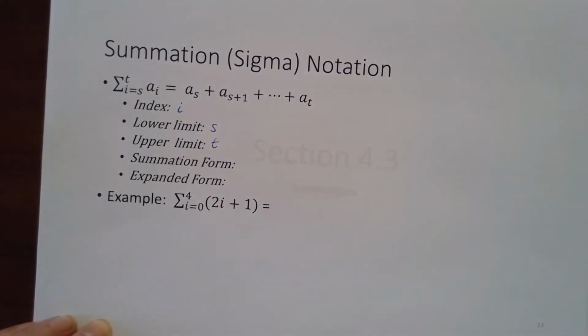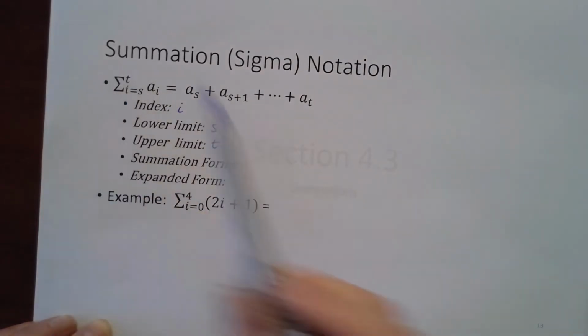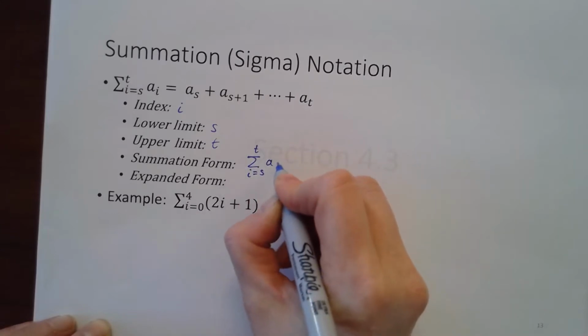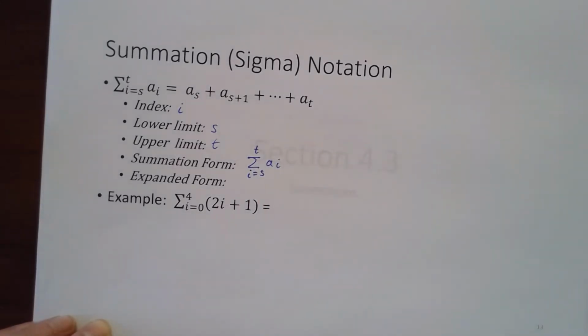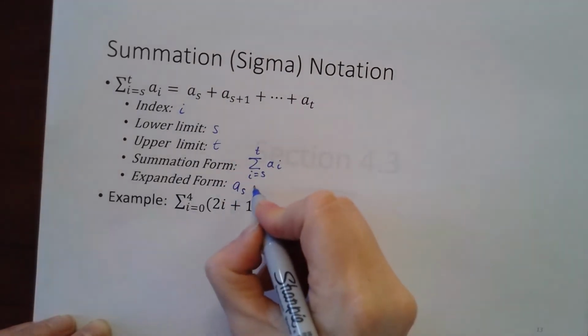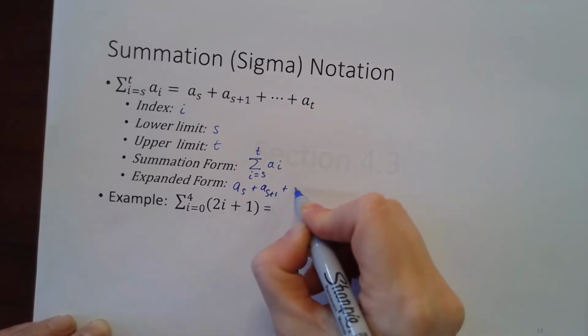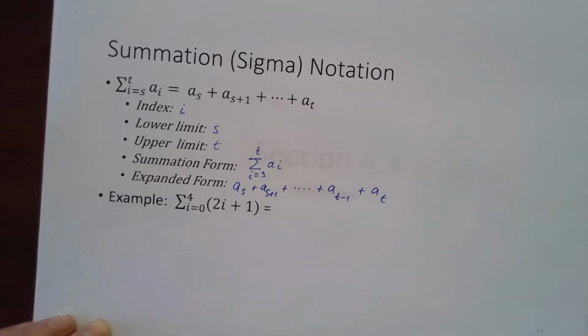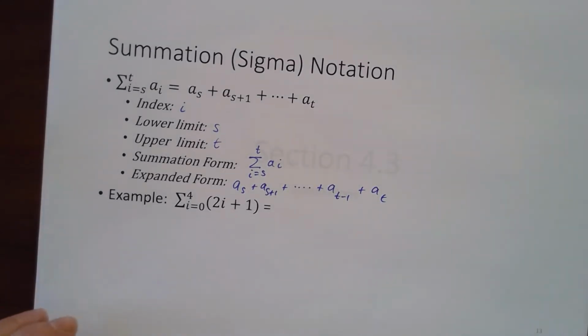And then if we talk about the summation form, that's the thing on the left. That's this form, the sum from i equals s to t of a sub i. The expanded form is, well, what would happen if I went through every single index from s all the way up to t and just wrote out the sum the long way? So that's this right here: a sub s plus a sub s plus 1 plus ... all the way up to a sub t minus 1 and a sub t. So that's what the summation form and the expanded form mean.